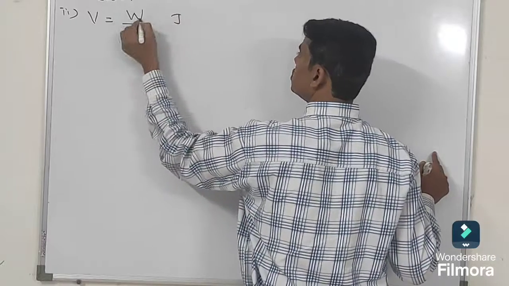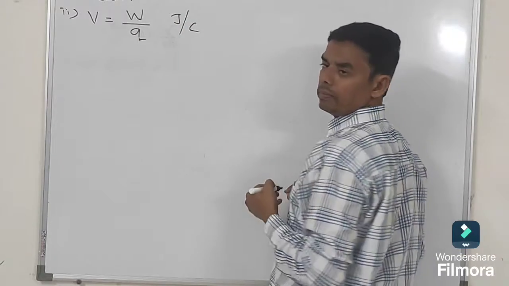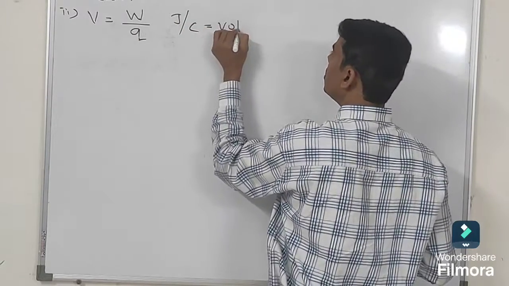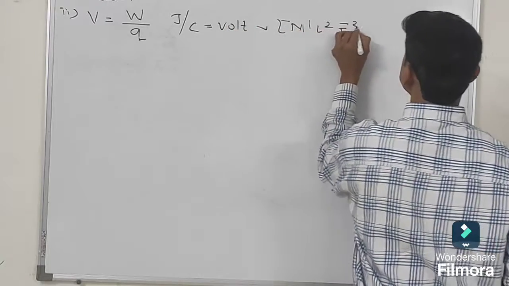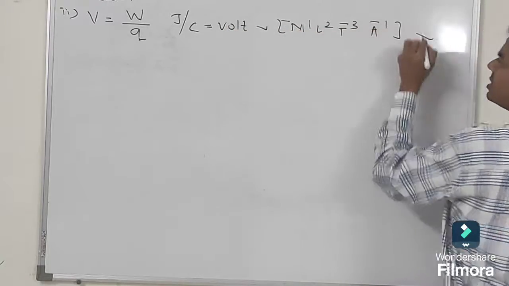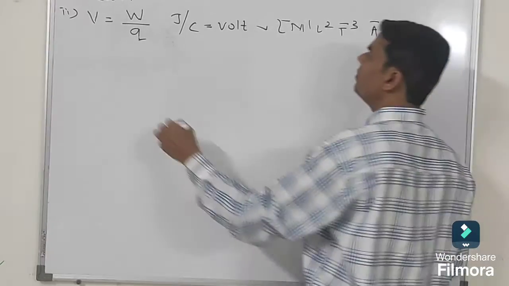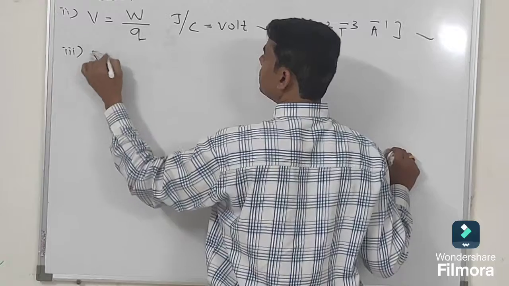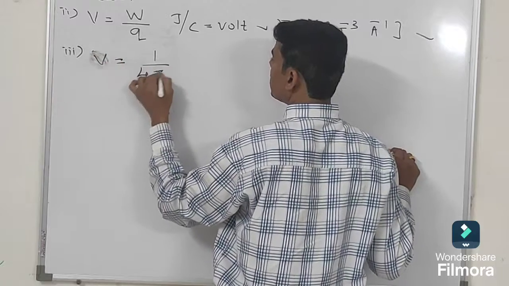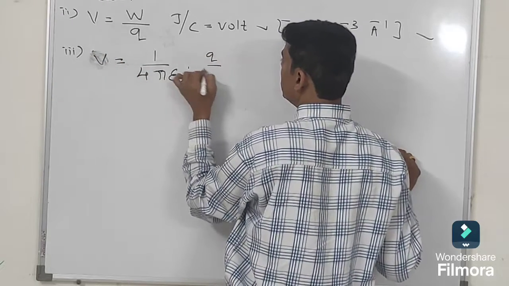Its unit is joule per coulomb. It is called the volt. The dimensions are M1 L2 T-3 A-1. This is the dimension for electric potential. Electric potential due to charge q at any point has the formula 1 upon 4 pi epsilon 0 q upon r.